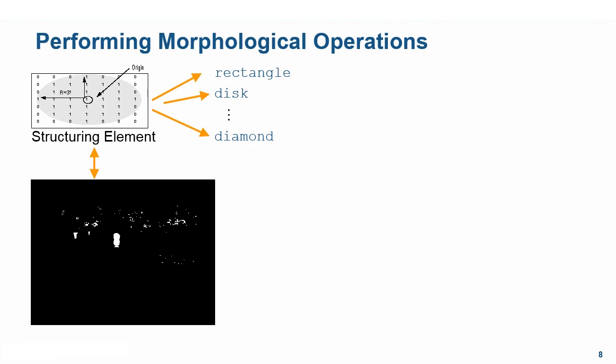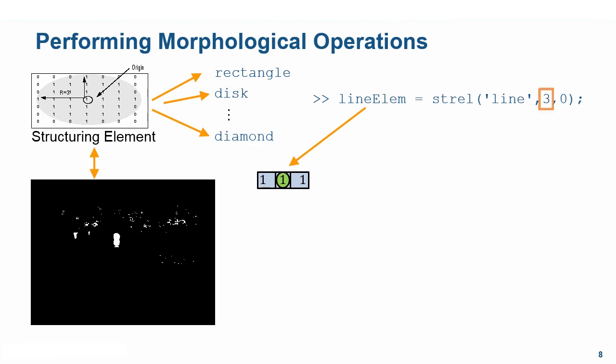We can create a structuring element using the strel function. We can see an example here of a line element of length 3 created. The second argument of the strel function becomes the length parameter. The third argument is the degree, that is the counterclockwise angle of the line with respect to the horizontal axis. In this case, we have it as 0. So the structuring element here is a binary image that is 3 pixels long.